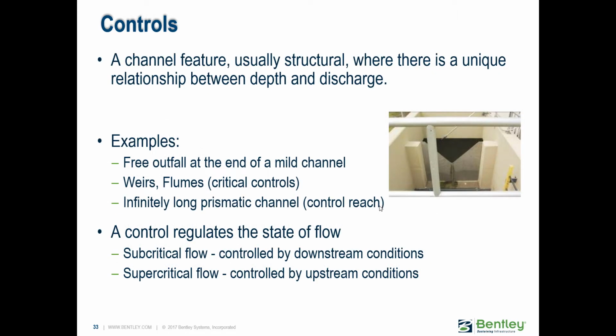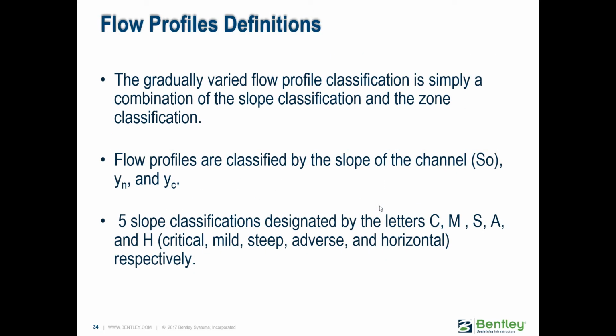In addition to those normal things like manholes and changes in direction, we could have things like weirs, free outfalls, flumes, or other types of controls that would alter the hydraulics of our system. So we can input those as well and have the software calculate those for us.